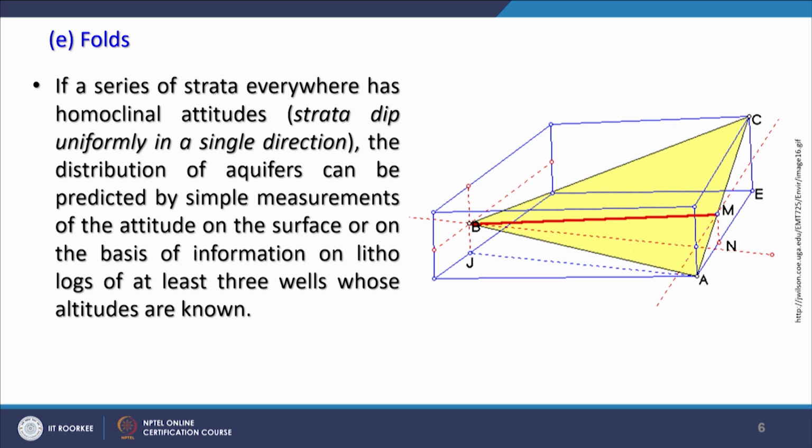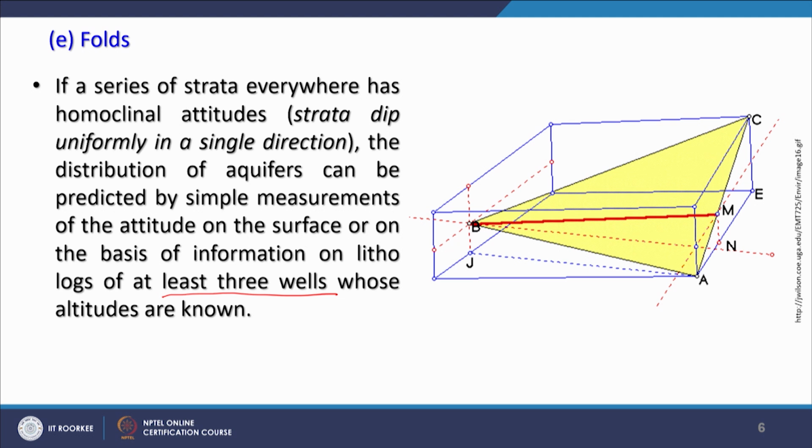So, we know that if a series of strata everywhere has homoclinal attitude, that means that if strata are completely horizontal or dipping only on one side in the same manner, then the distribution of aquifer can be predicted by simple measurements of attitude of surface on the basis of information, as shown here in this 3D diagram. We can very easily assess using a very simple technique which is called the 3-point technique, or with 3 wells data we can know how the beds are dipping.